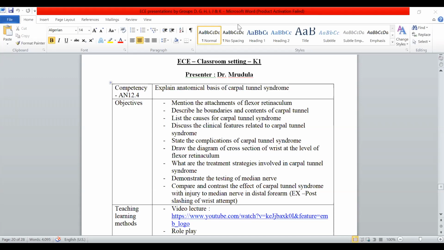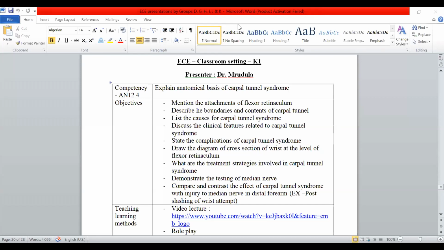This comes under AN 12.4. The objectives mentioned: at the end of the session, the MBBS student should be able to mention the attachments of the flexor retinaculum, describe the boundaries and contents of the carpal tunnel, list the causes for carpal tunnel syndrome, discuss the clinical features, state the complications, and draw the diagram of cross-section of the wrist at the level of flexor retinaculum.